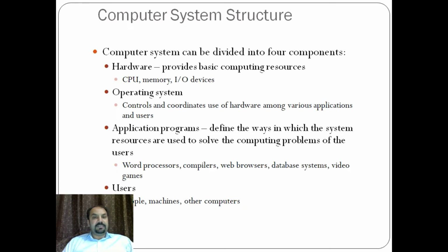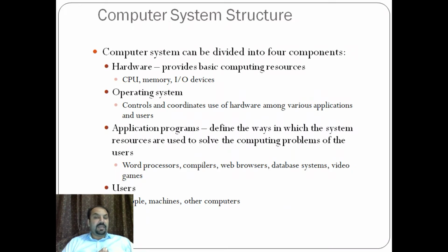Now let's discuss something about computer system structure before we go into detail about operating system functions. A computer system can be divided into four components: hardware, operating system, application programs, and users. Hardware provides basic computing resources. The CPU is the most important resource, memory is an important resource, and there are other resources like IO devices.